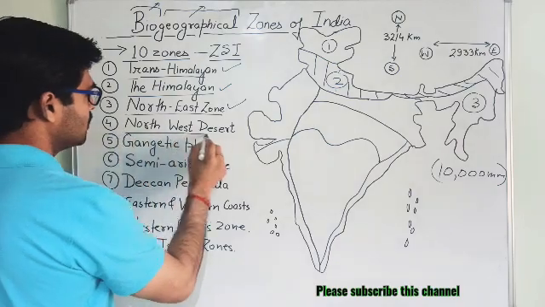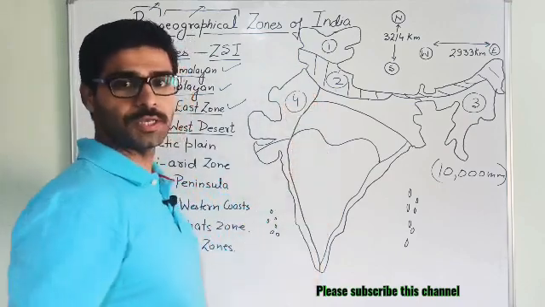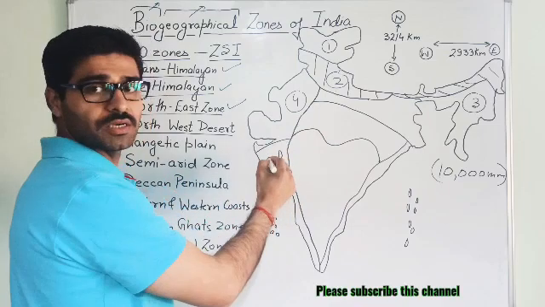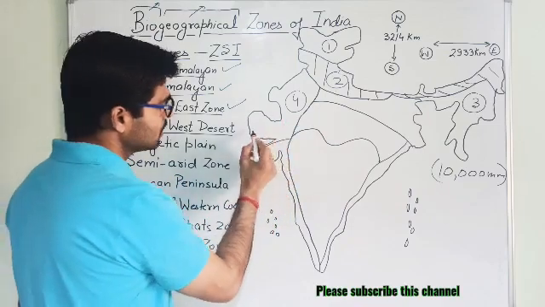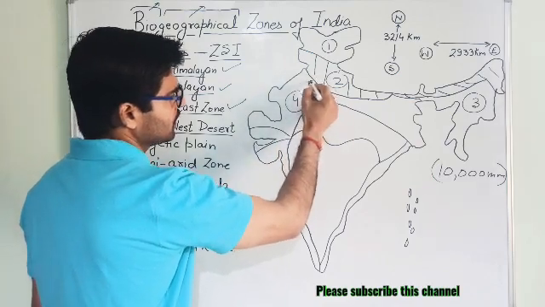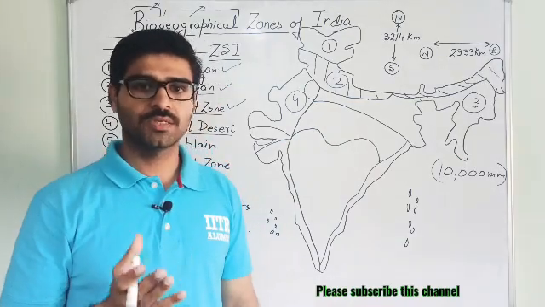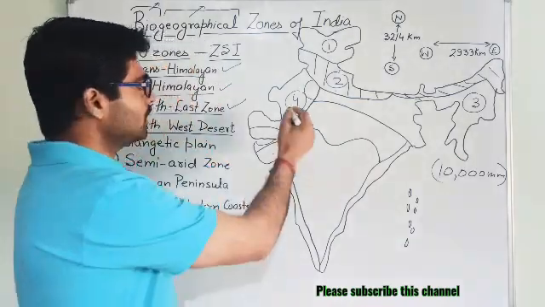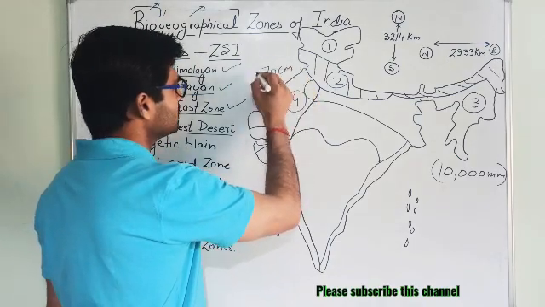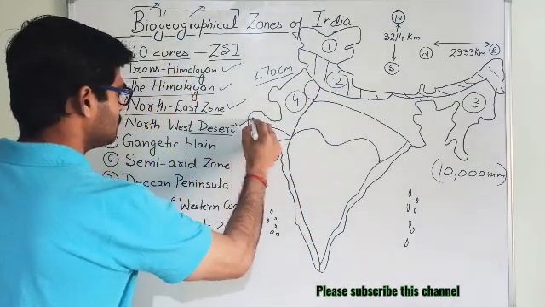This is the main point for this region. Fourth zone is the Northwest Desert Zone. This is the fourth zone of India, known as the Northwest Zone, the Desert Zone of India. It includes some part of Gujarat, Rajasthan, Haryana and the boundary part of the NCR region, that is Delhi. Here the rainfall is less than 70 centimeters.